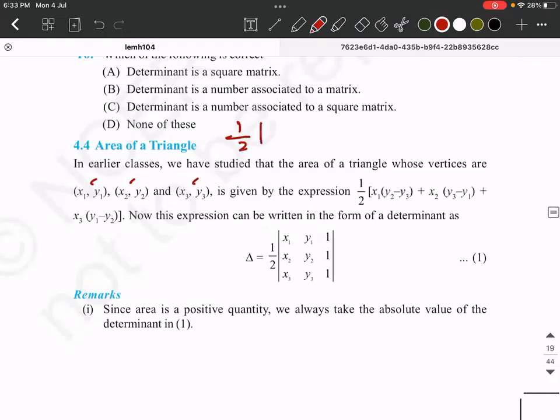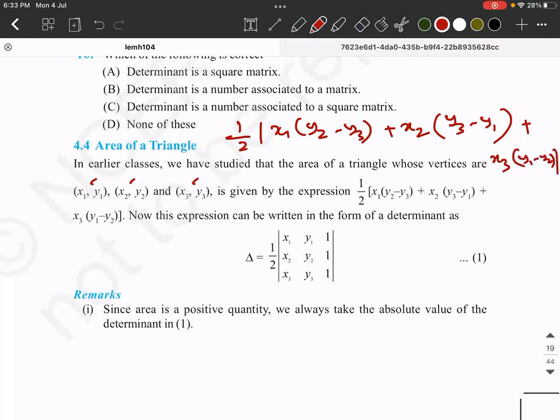Half into modulus of, you'll start with x1, you'll go with y2 minus y3. So it goes the pattern 1, 2, 3, plus x2. So 2, let's start with, it should go with 3 and 1. So y3 minus y1, plus x3 into y1 minus y2, and you will close the modulus. You remember this formula? I'm sure you would have solved many problems based on this, right?